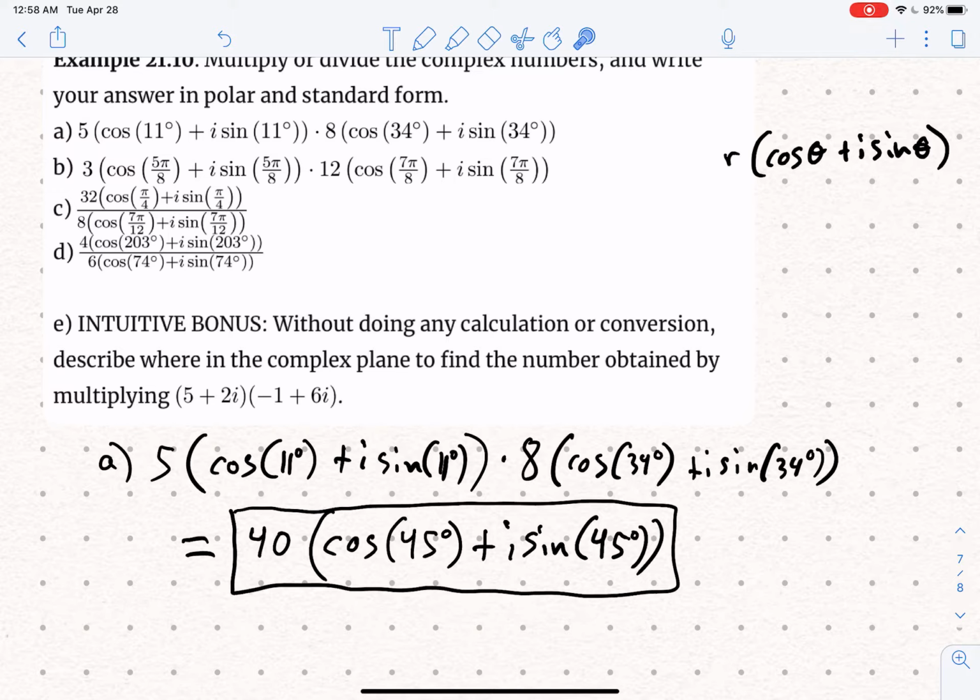Okay, pause. Go ahead and work on parts B, C, D, and E, and then come on back and we'll do them together. Here we go.